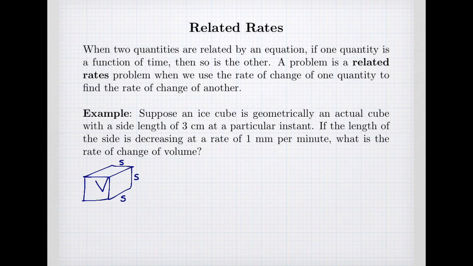So now in our problem, we're saying that at a particular instant, we know that our side length is 3 centimeters. Now that does not mean that it's sitting constantly at 3 centimeters, but at the instant of observation it is 3 centimeters. What else do we know? The length of the side is decreasing at a rate of 1 millimeter per minute. So we have a rate, which means a derivative. This represents the rate of change of side length with respect to time. Because it's decreasing, I have a negative rate of change, and 1 millimeter is a tenth of a centimeter, so -0.1 centimeters per minute.